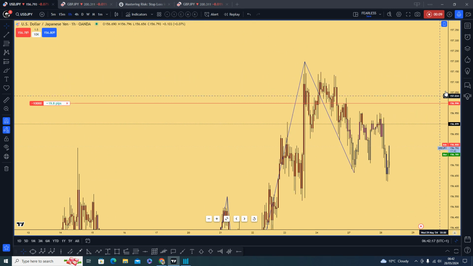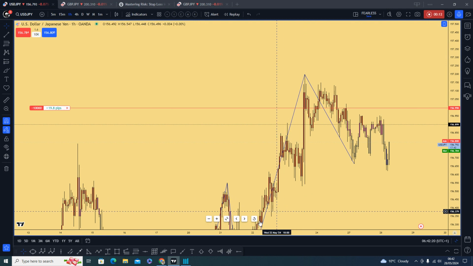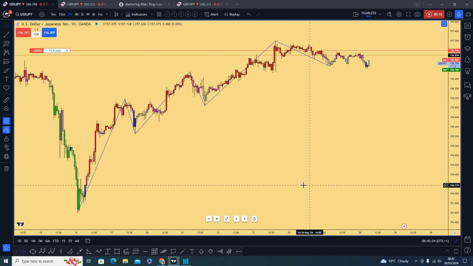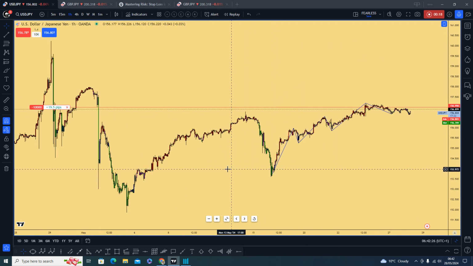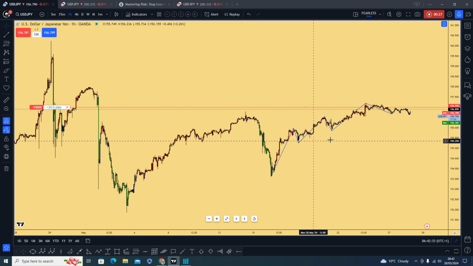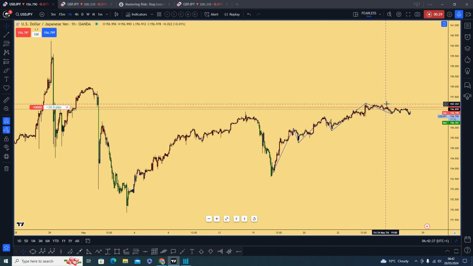As I promised, I said I will be doing the update on the pairs we have. On Thursday we took a sell on the US dollar Japanese yen. The trade is still on, but it's going nowhere. Basically, you can see how long the price spent in this area.